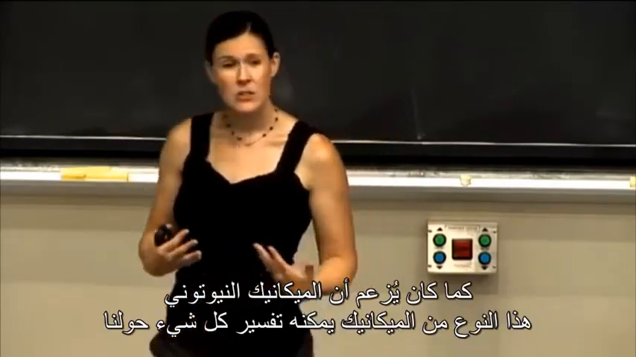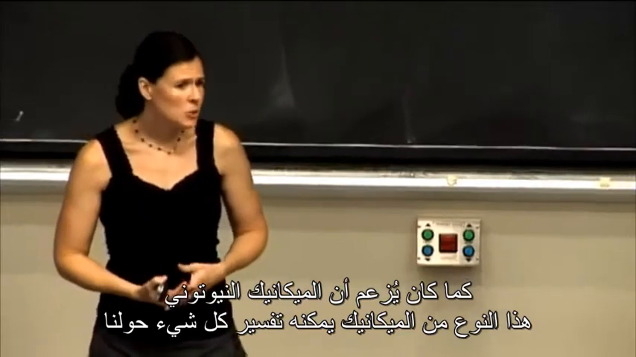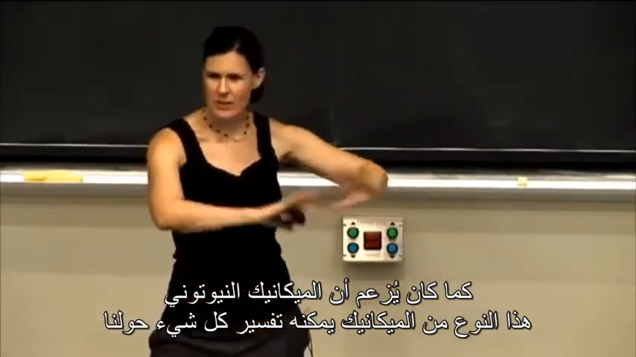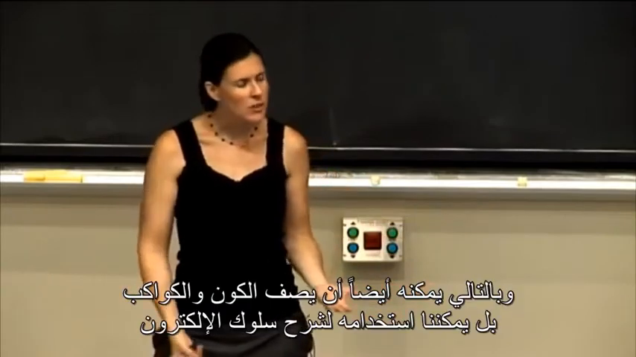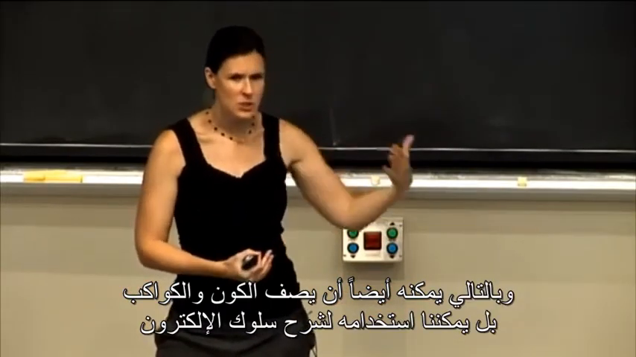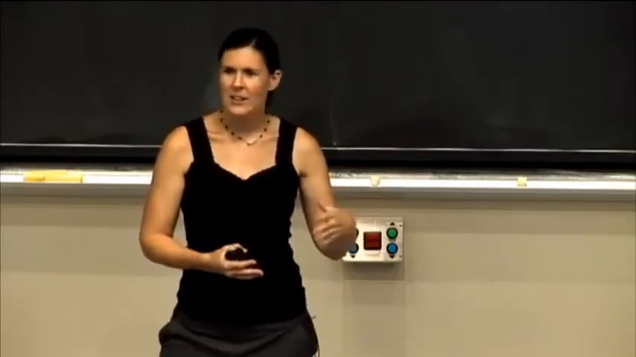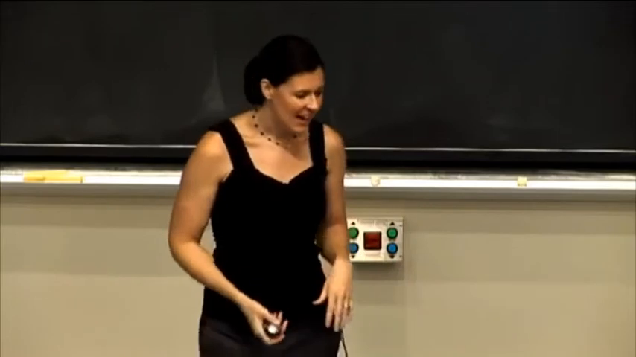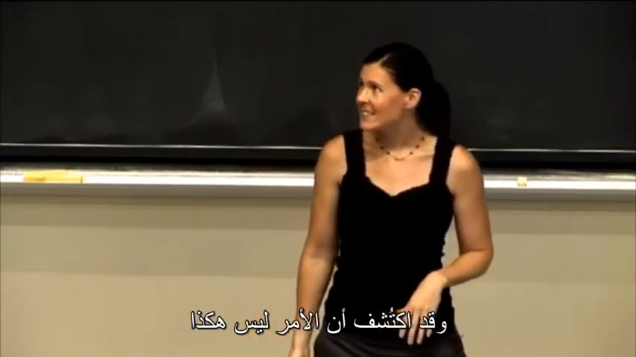And with Newtonian mechanics, it was assumed, since this type of mechanics worked so well to describe everything we could see, it could even describe the universe and planets, that of course we could use Newtonian mechanics to describe how an electron, actually we didn't even know about an electron here, but how atoms behaved. And it turns out this is not the case.